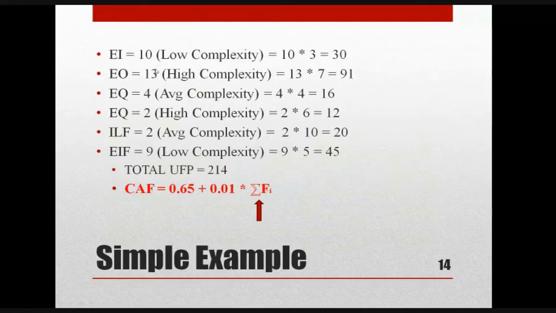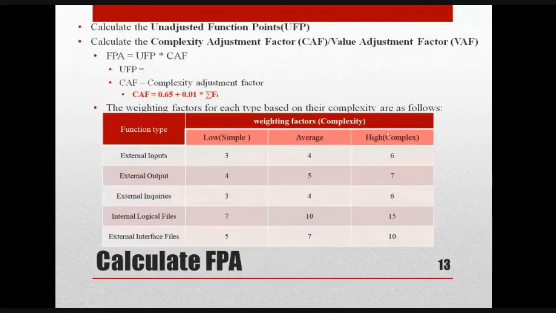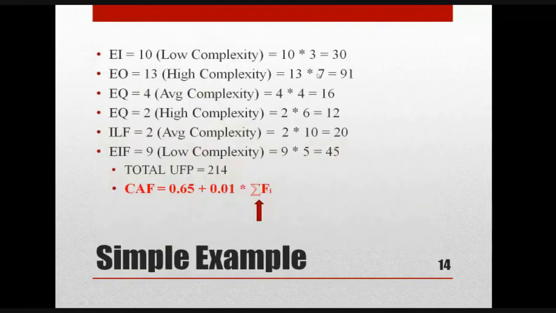Likewise, for external output, 13, and it is high complexity. So for external output, high complexity, the value is 7, right? So now 13 into 7, that is 91. So likewise, we are calculating for all the functional types, right?